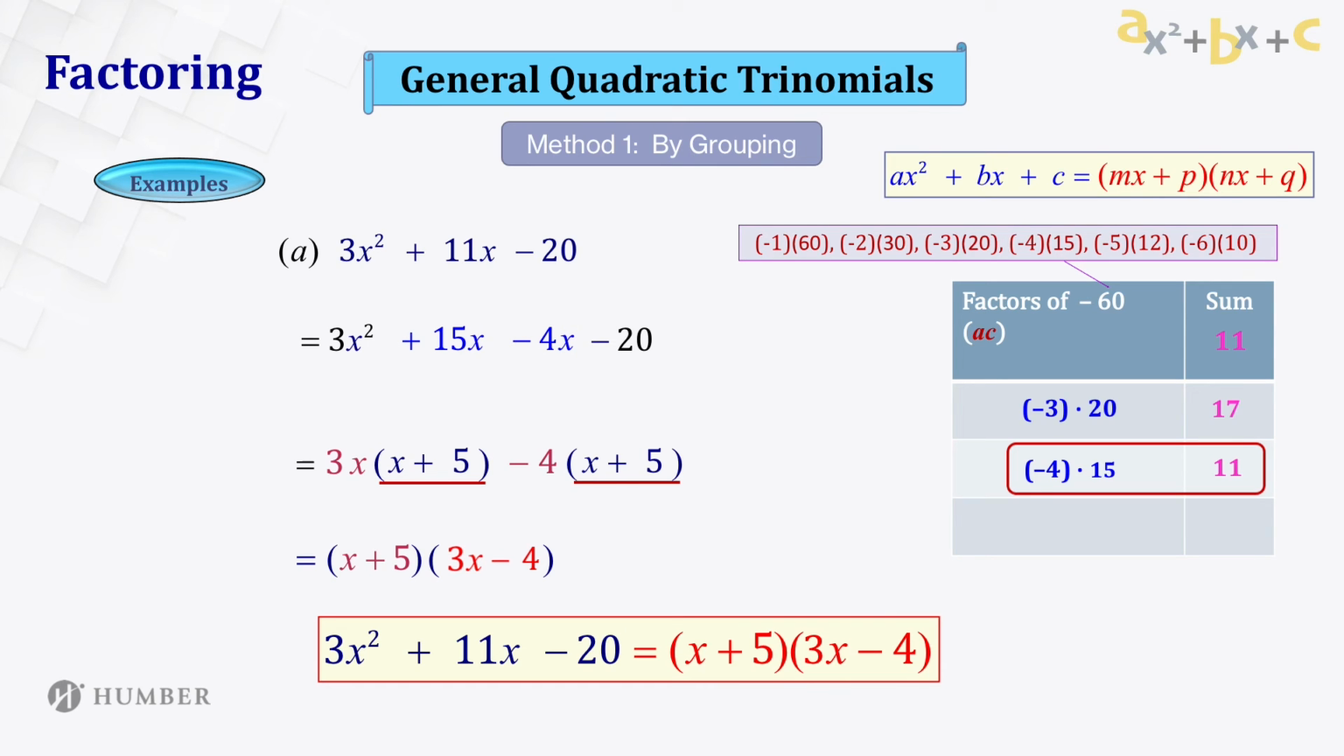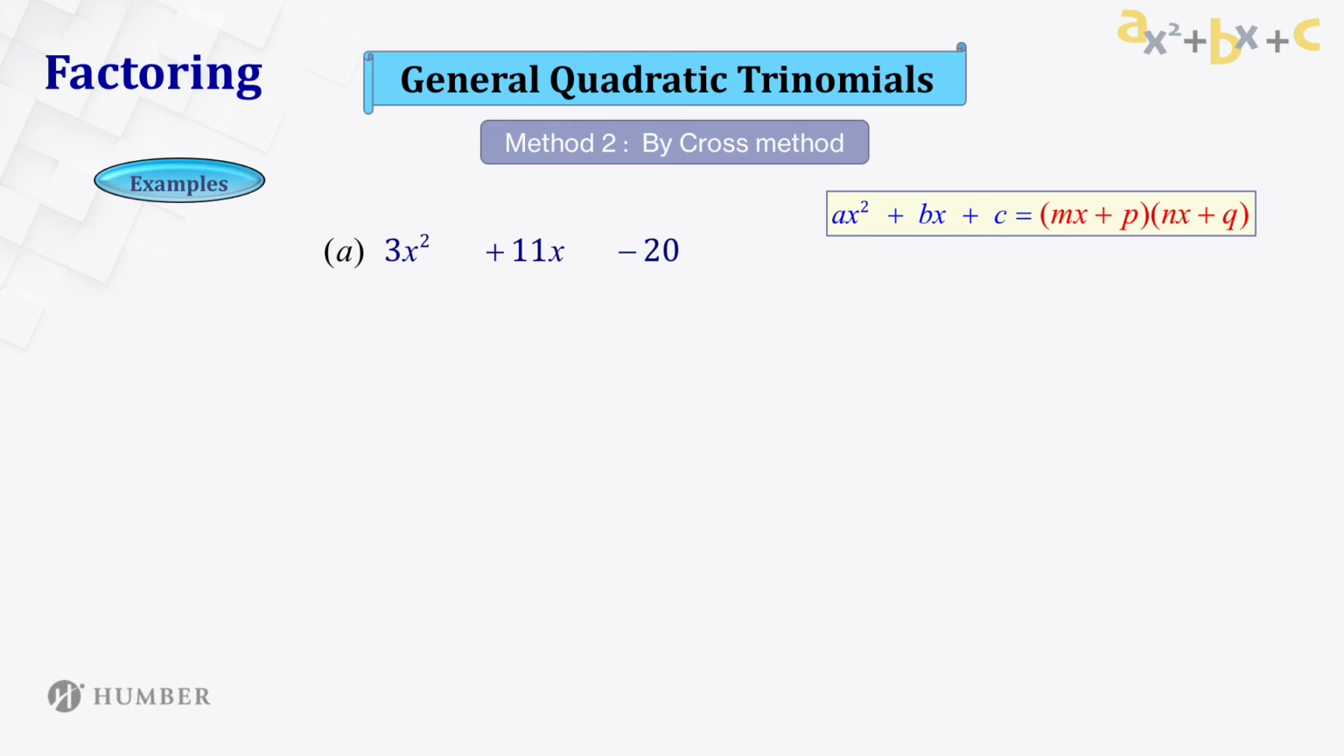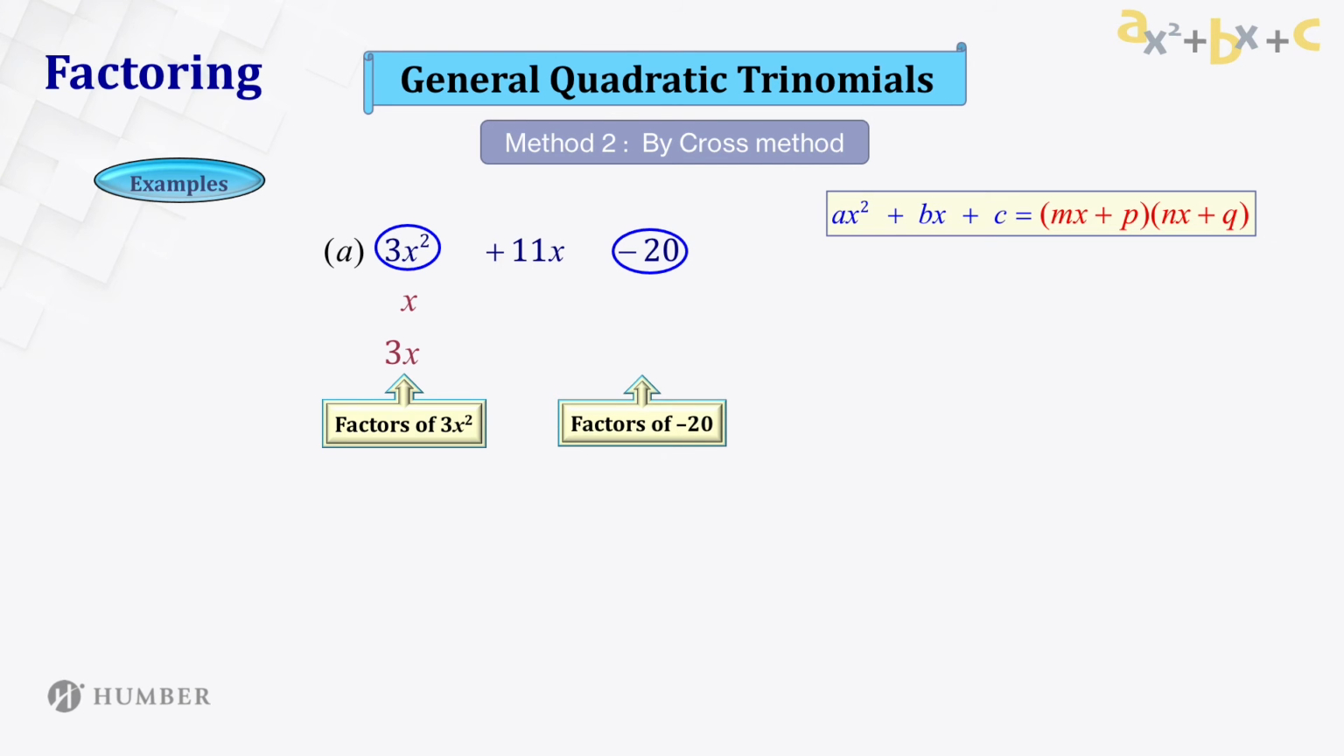Let's try to factor the same question by the cross method next. First, think about the factors of 3x squared, and place each factor, x and 3x, underneath as shown. The order could be 3x on top and x on the bottom. Next, move to the last term. Find the factors of negative 20. Since the sign of the product should be negative, one of them should be negative, like listed.